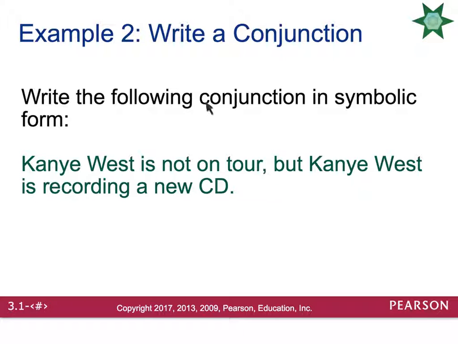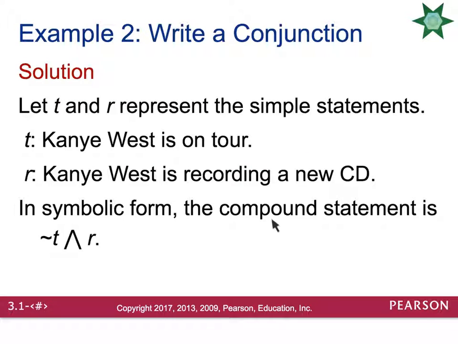Okay, so let's write a conjunction as an example. Let's say we want this statement to be written using symbolic form, using our letters. Kanye West is not on tour, but Kanye West is recording a new CD. We're going to use letters to represent the simple statements. Let the letter T represent Kanye West is on tour. Let the letter R represent Kanye West is recording a new CD.